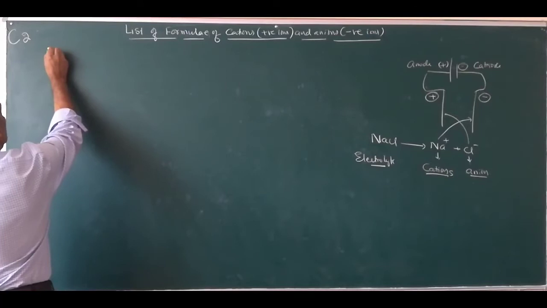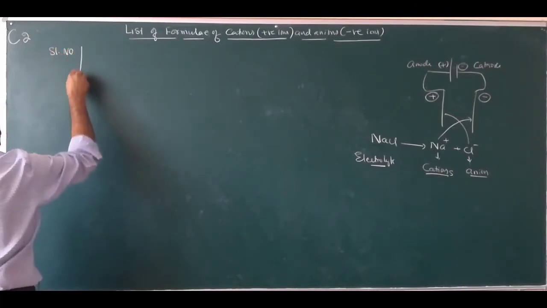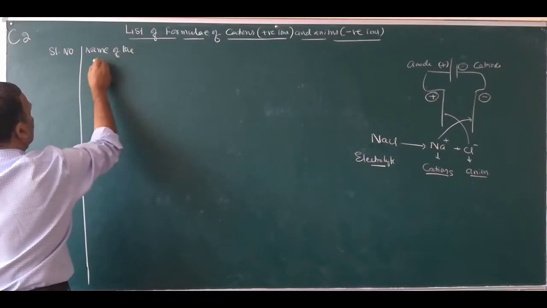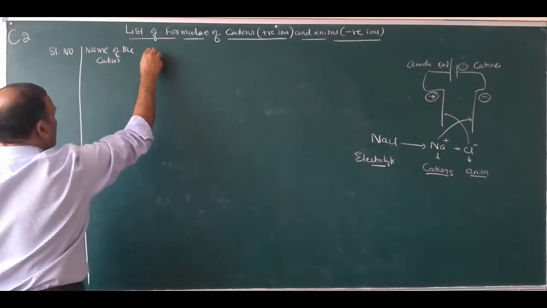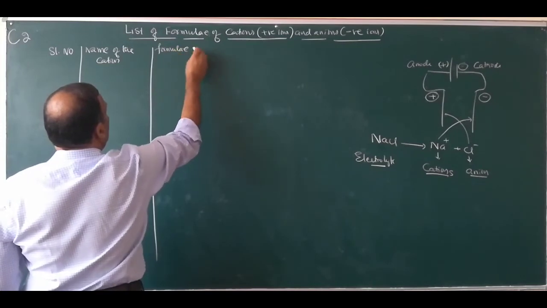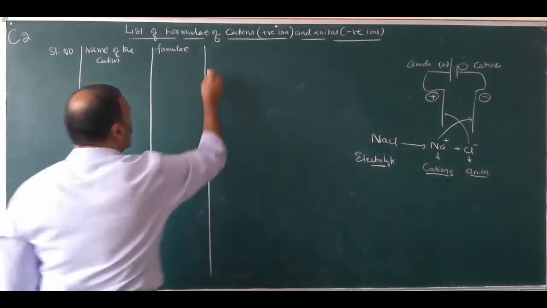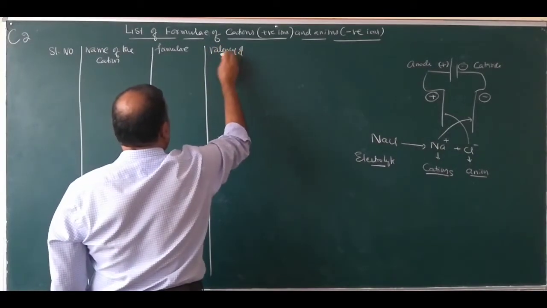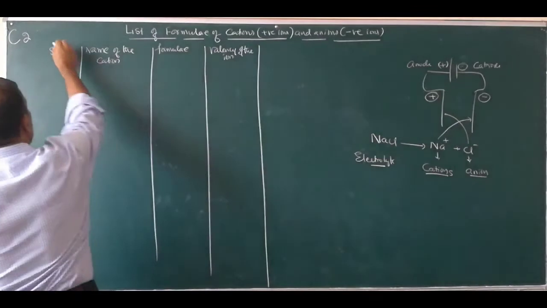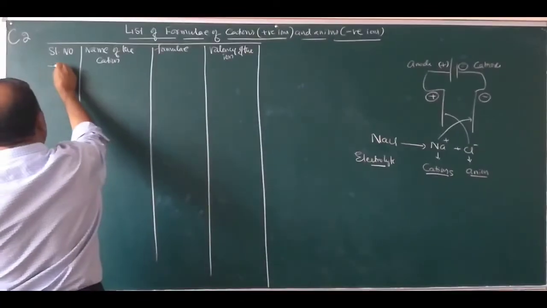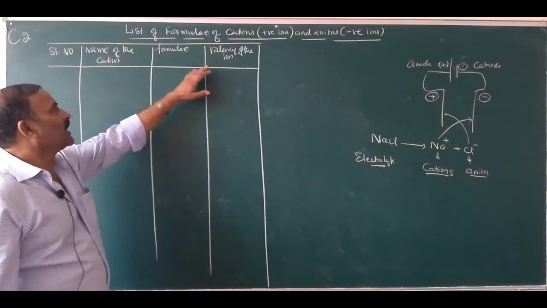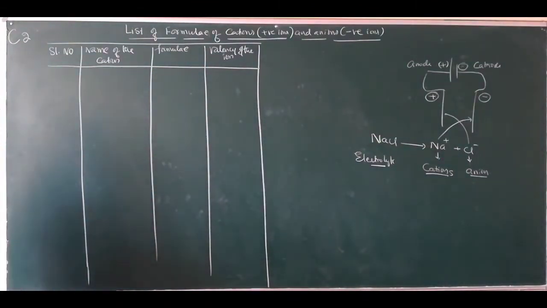So write down this tabular column. First column is serial number, second column is name of the cation, third column is the formulae of the cation, and fourth column is valency of the ion.